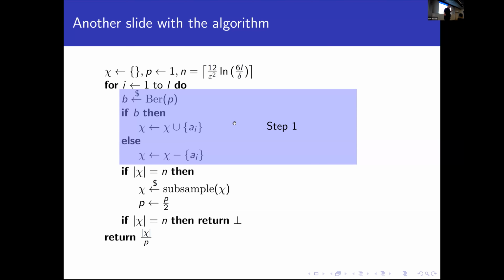Step one. And the second step is basically the situation where if the buffer is full, we do the subsampling operation. And I'm gonna just ignore the last one step.